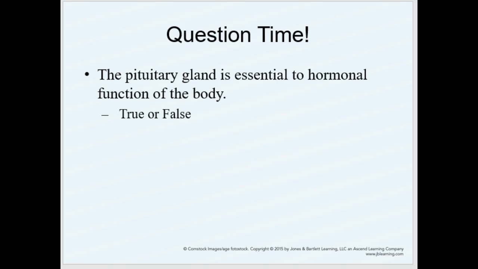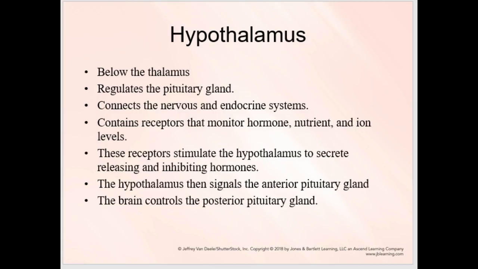Question time. The pituitary gland is essential to hormonal function of the body. You're welcome. True or false? Okay, hypothalamus is below the thalamus. We spoke about that, regulating the pituitary, has connections to nervous and endocrine systems, and it's going to constantly monitor hormonal status, nutrients. It helps with respiration. It helps with heart rate. It helps with blood pressure. Helps with a multitude of things.